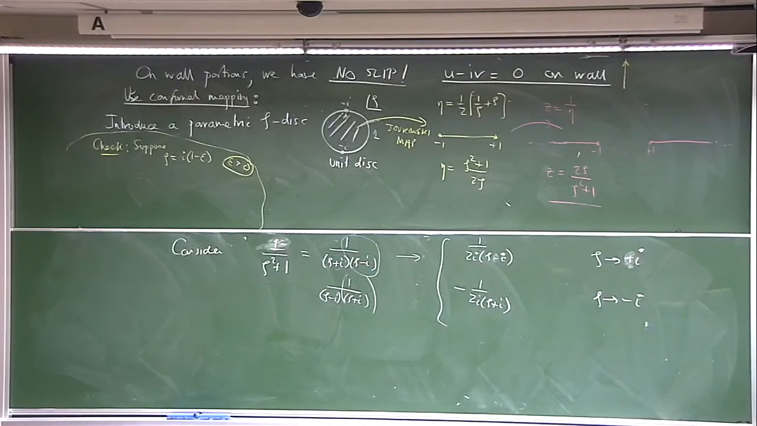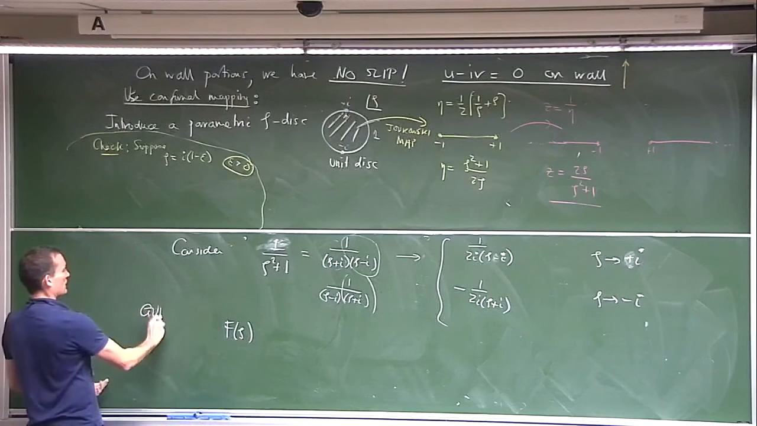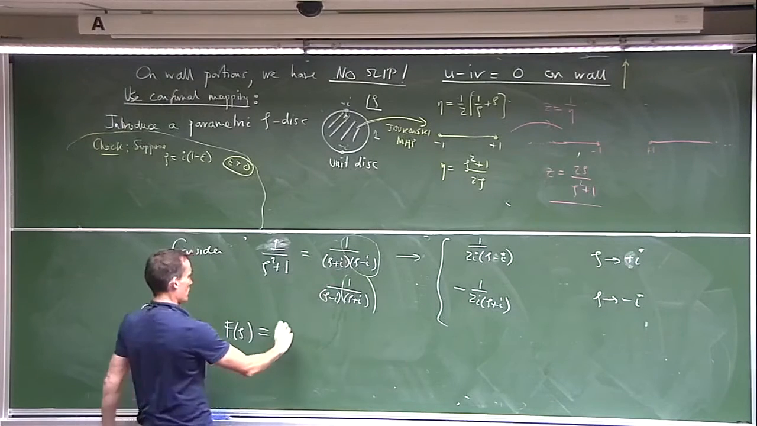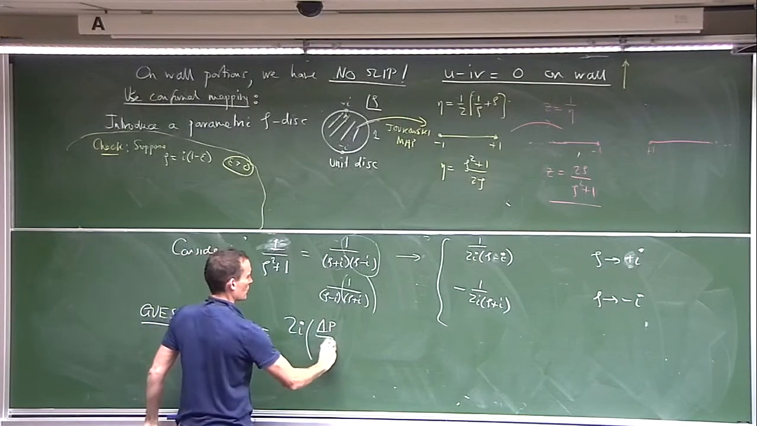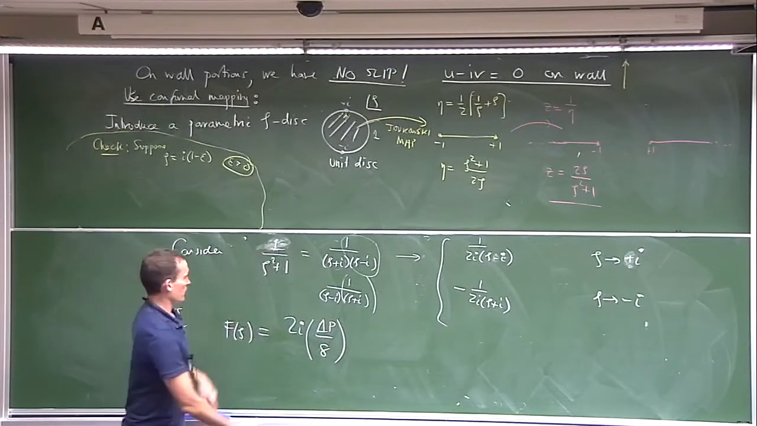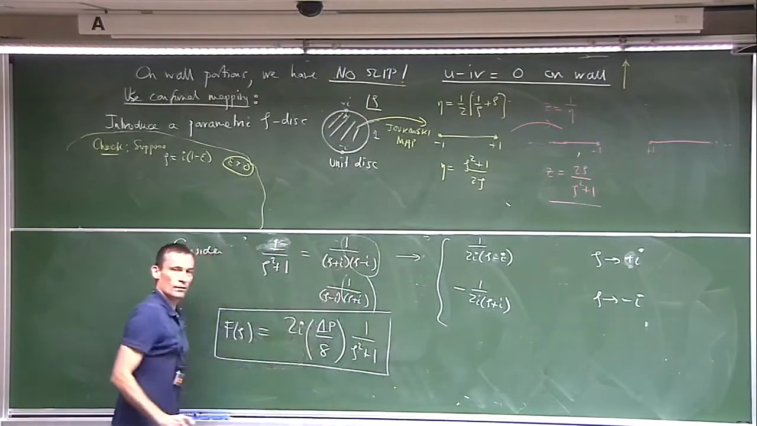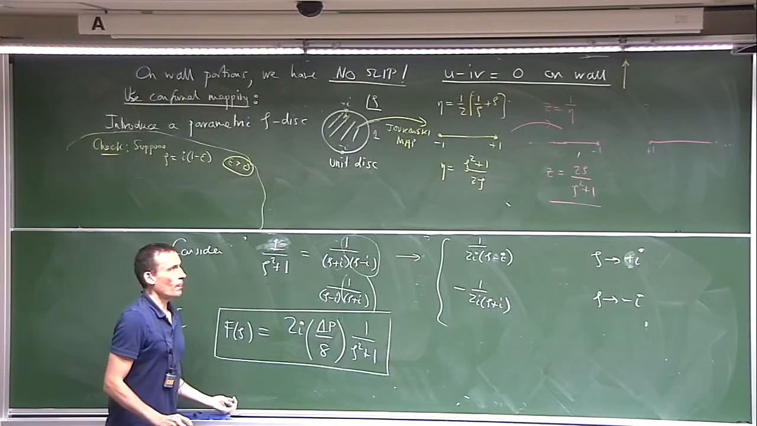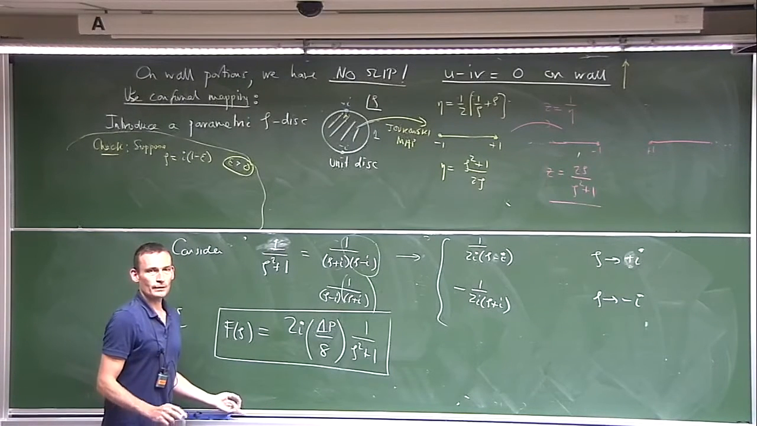That's almost exactly what I've got here, except the factor's different. But let's fix that. Here's our guess. Well, we need to get rid of the 2i, and we need to multiply by delta p over 8. And it's this. Is everybody with me?